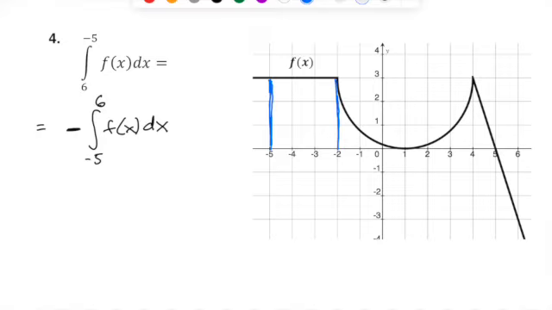Okay, so here's what I'm looking at here. Just be careful how you interpret this.